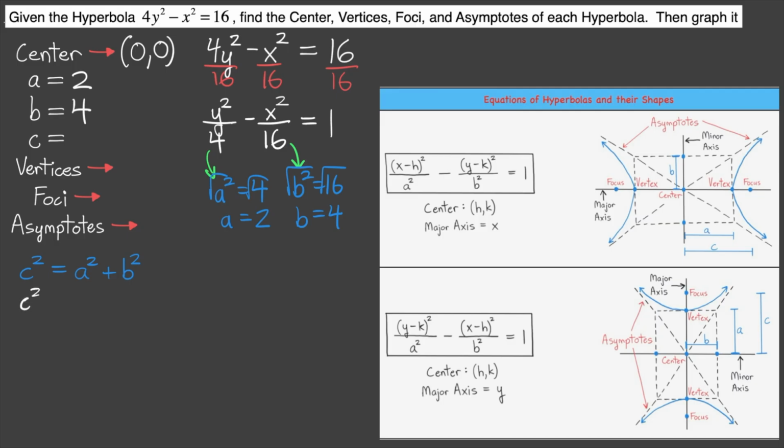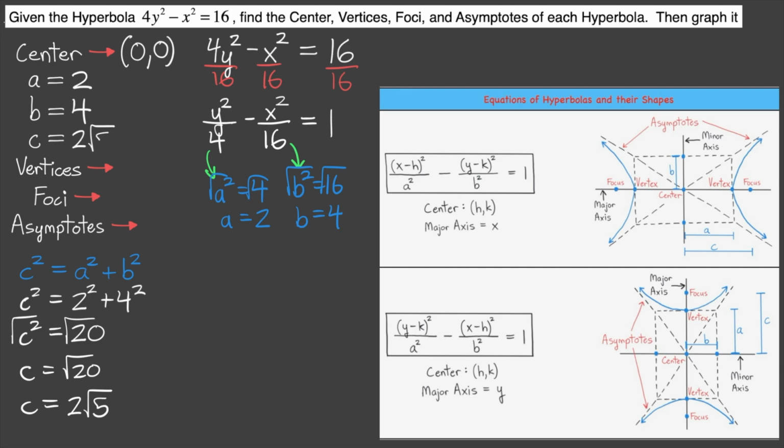So c squared equals a squared, so 2 squared plus b, so it's 4 squared. c squared equals 4 plus 16, which is 20. We take the square root of both sides. We get c equals the square root of 20. If we break that down, 4 goes into 20, so that's really the square root of 4 is 2. Then we're left with 5. So that tells us our c value is 2 root 5.